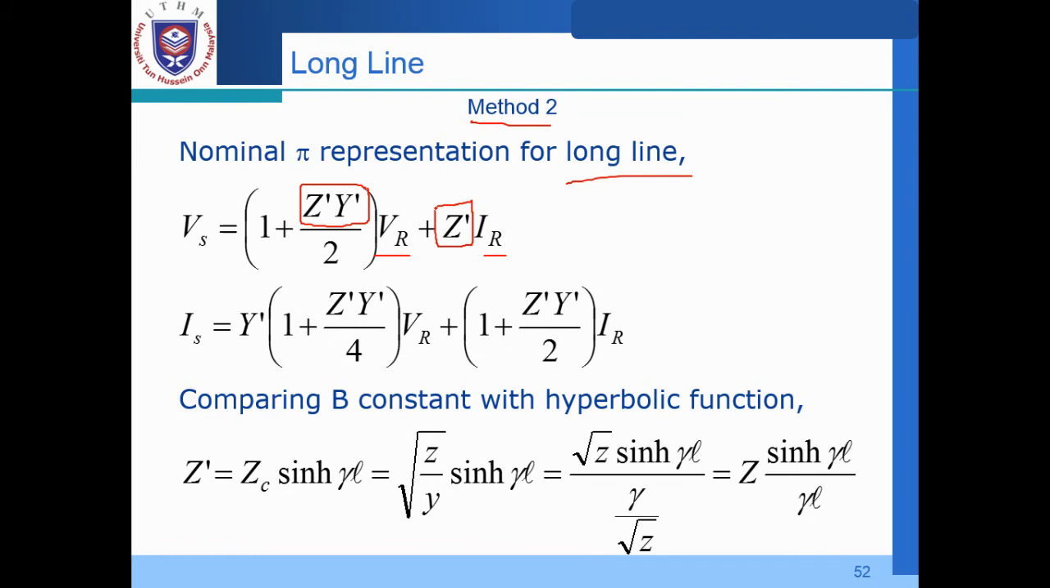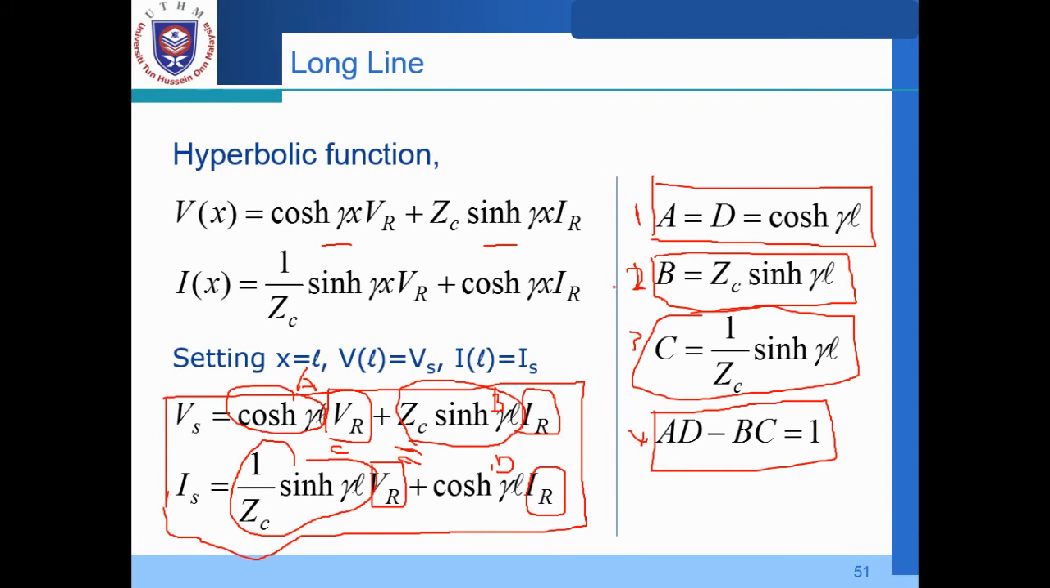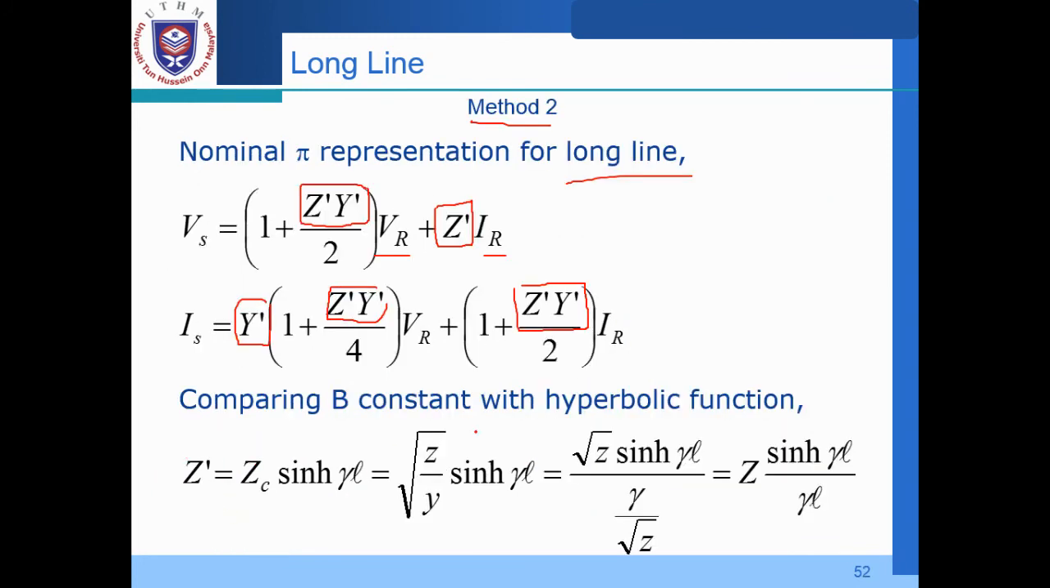So we have the new Z, which is Z prime, and Y prime. Z prime again we have for IS, Y prime, Z prime, Y prime, plus this is D, which is equal to A, Z prime, Y prime. So comparing the B constant with the hyperbolic function, we have the B constant here. We try to compare with the previous analysis containing the hyperbolic function B, which gives Z prime over here. Here Z prime is only for the B constant. So finally Z prime is equal to Z hyperbolic sine omega L over omega L.